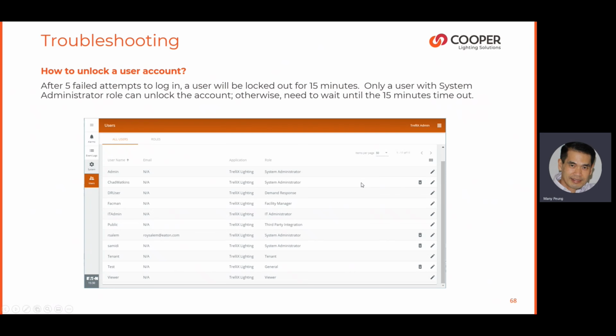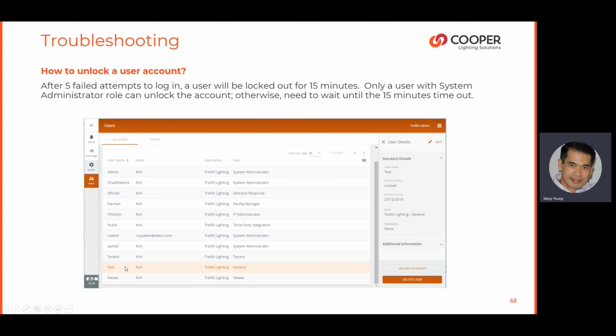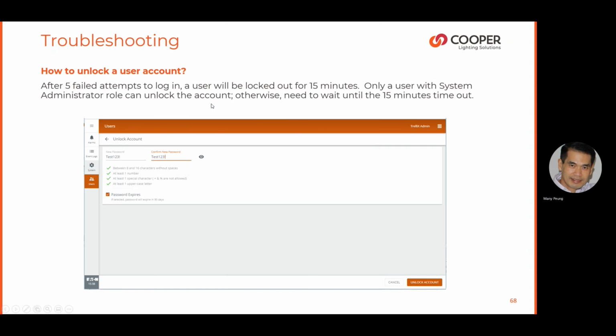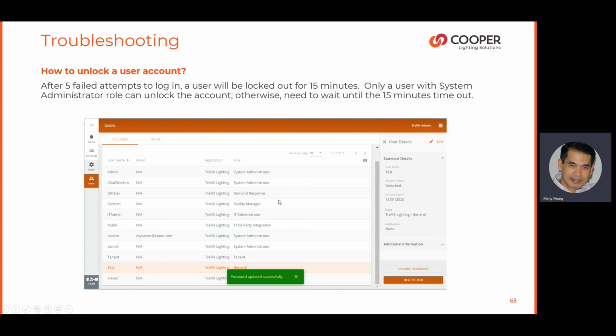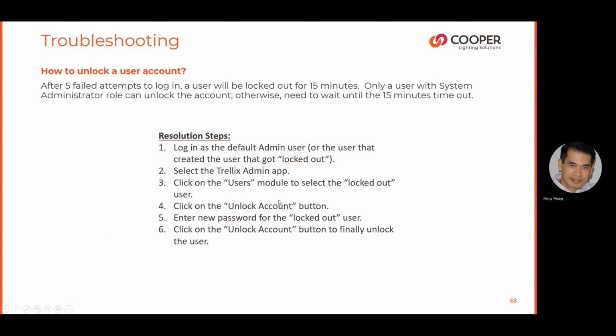If you are the system administrator, you can unlock the account by selecting the user that had the account locked out. After you select that user, you can click on unlock account. Then it's going to ask you for a new password for that user. Okay. So enter the new password, then click on unlock account. These are the summary steps to show you how to do that.